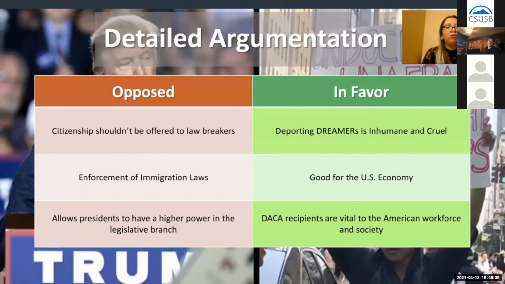And then, opposed would be enforcement of immigration laws. So basically, they're also saying, okay, if we let this slide, we're going to let everything slide, like everybody's going to try to come to the U.S., and that's what they don't want. And also, it allows presidents to have a higher power in the legislative branch. So basically, they're saying that the DACA program is unconstitutional, and if it is reinstated, it's saying all presidents have a higher power that they can do whatever they want if we let this slide for the Obama administration.